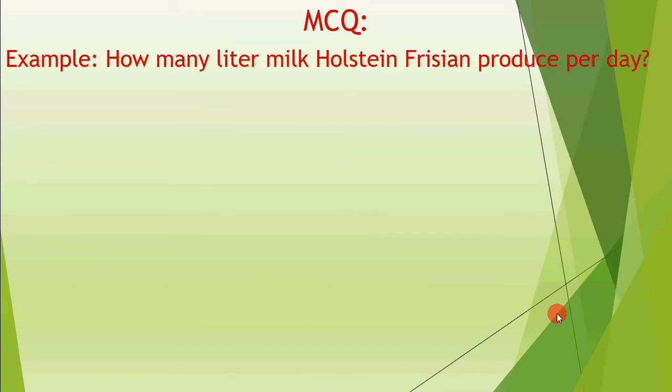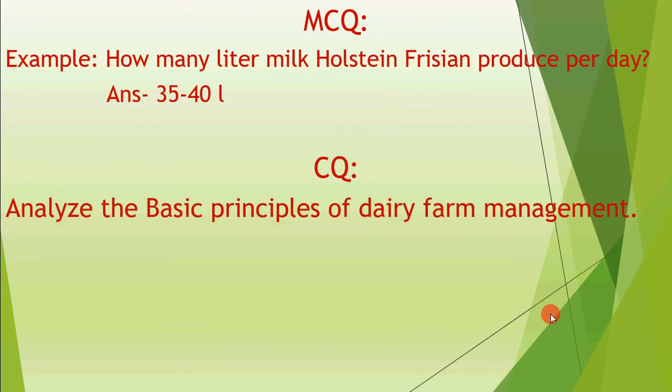So what will be the MCQ from this chapter? This is an example of MCQ from this chapter: how many liters of milk does Holstein Friesian produce per day? And the answer is 35 to 40 liters. This is an example of MCQ of this section. And what will be the CQ questions? The CQ question might be like this: analyze the basic principles of dairy farm management, and this will come for 4 marks. So these are the basic questions, and these are today's topics.